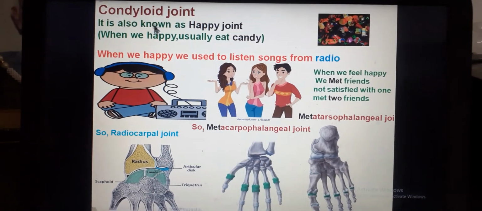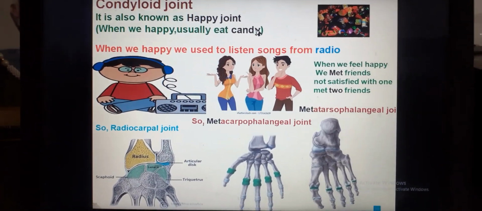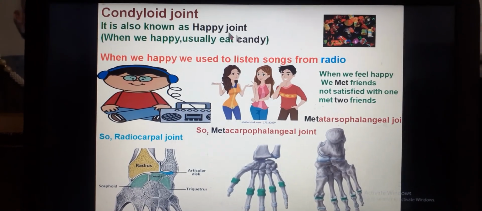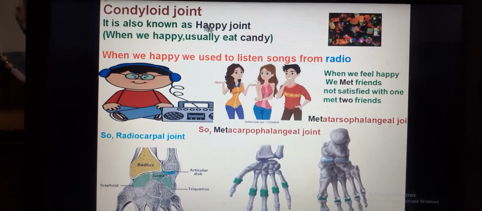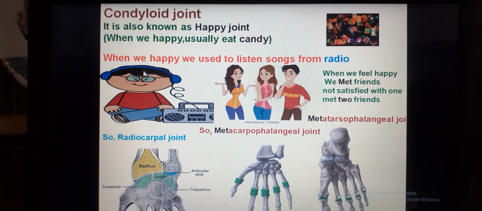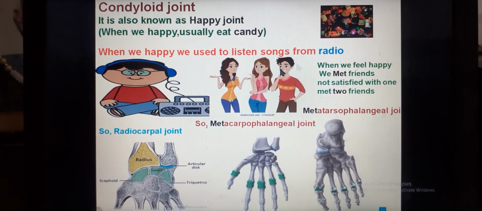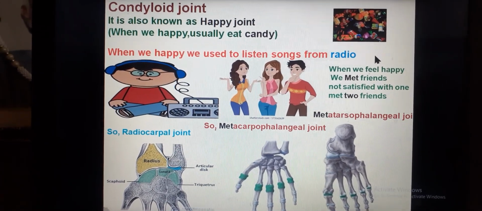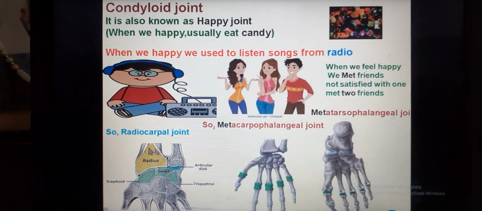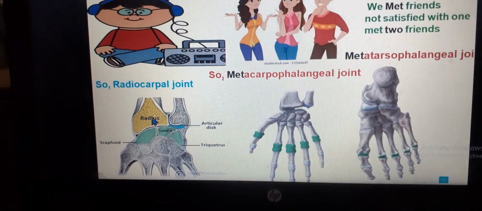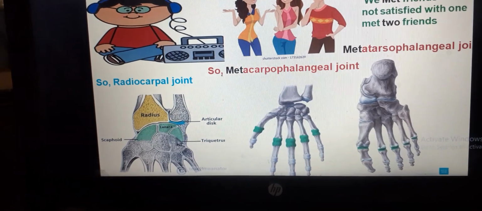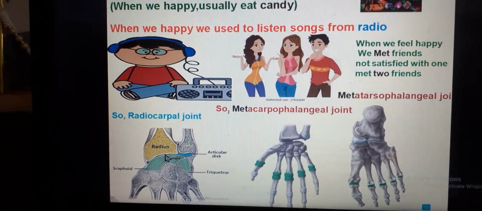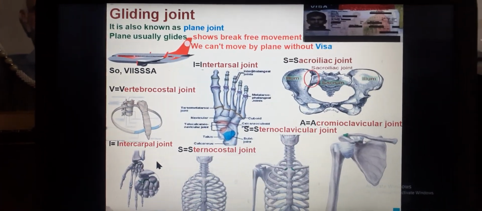Another one is the condyloid joint. It is also known as happy joint. When we are happy, we usually eat candy. So it's a hint that condyloid joint is also known as happy joint. And when we are happy, we used to listen to songs on the radio, just like him. So here is the word radio, and it hints at the radiocarpal joint. In between the radius and these three carpal bones, that is the scaphoid, lunate and triquetral, there is a radiocarpal joint. So this is a variety of condyloid joint.